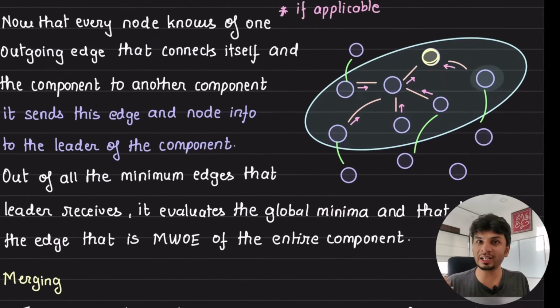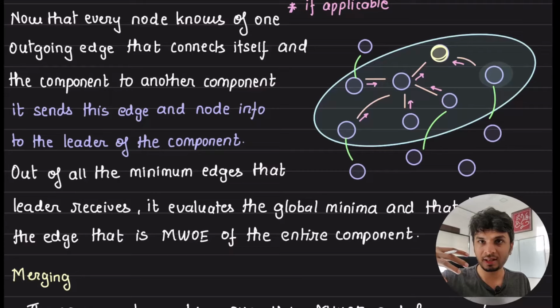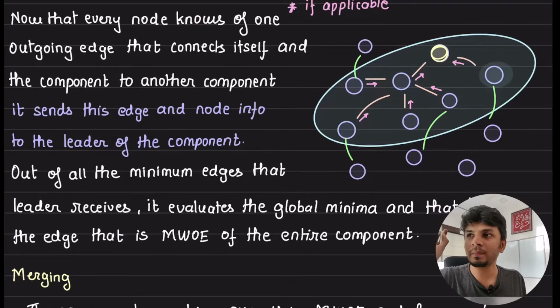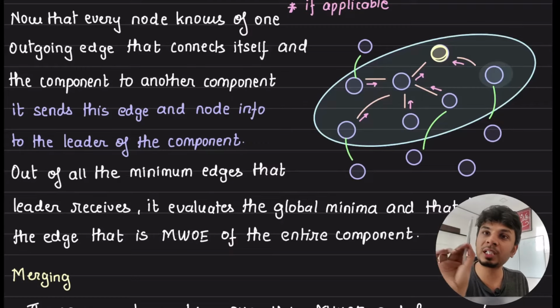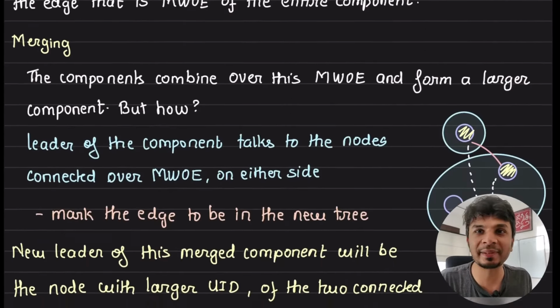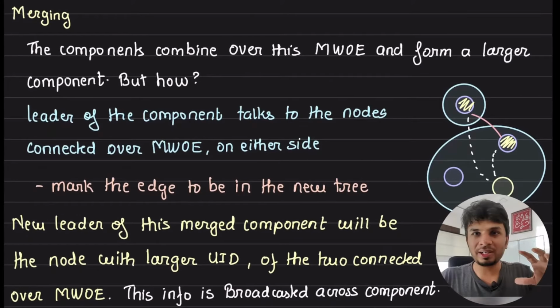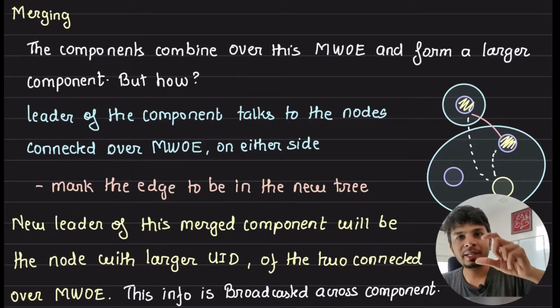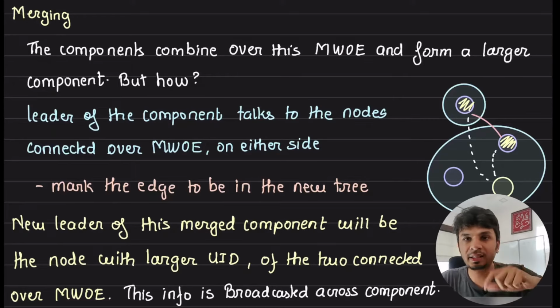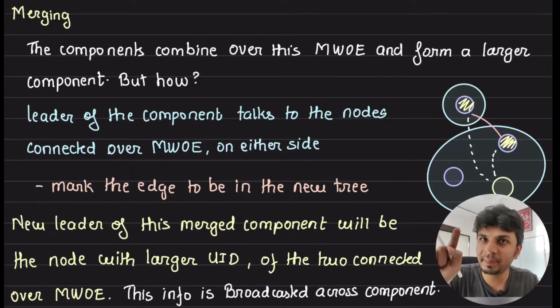Now that the leader knows that the component it is part of has to merge with that other component, it still does not know who the leader of that other component is. All it knows is that the minimum weight it got was from this particular node of its own component. That's all it knows. Now it has to move to the next step. Now, the components combine over this MWOE, minimum weight outgoing edge, right? The edge that was chosen by the leader, this is the minimum. The two components merge on that, right?